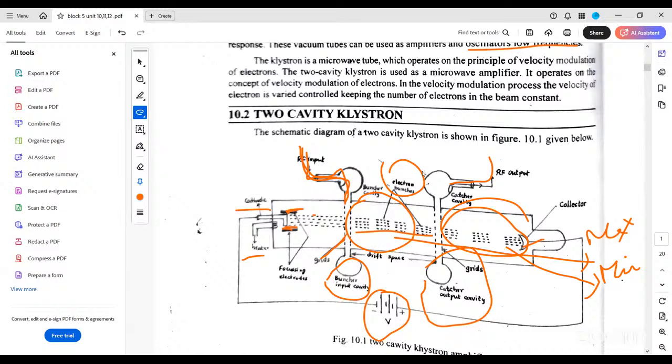Okay, we will see the rough diagram now. How to draw the rough diagram? It will be practice for you.